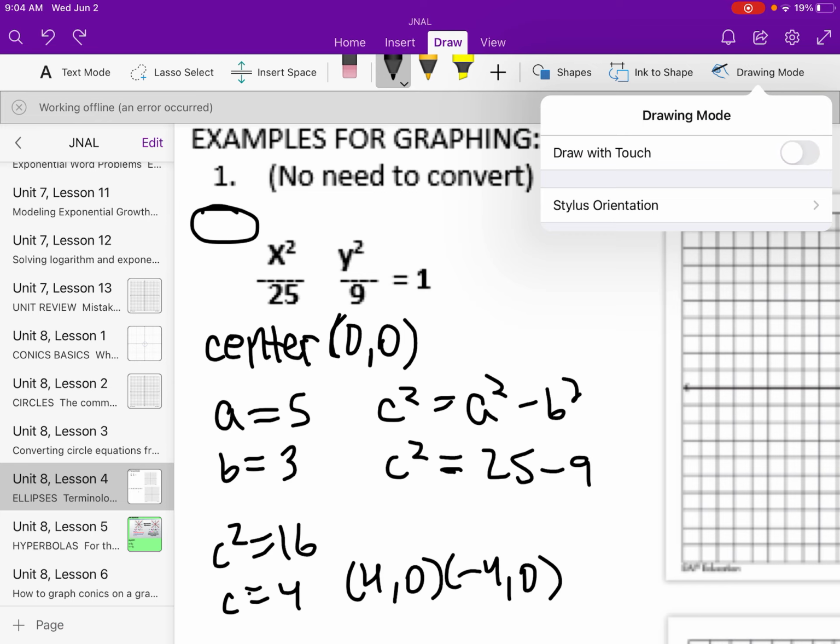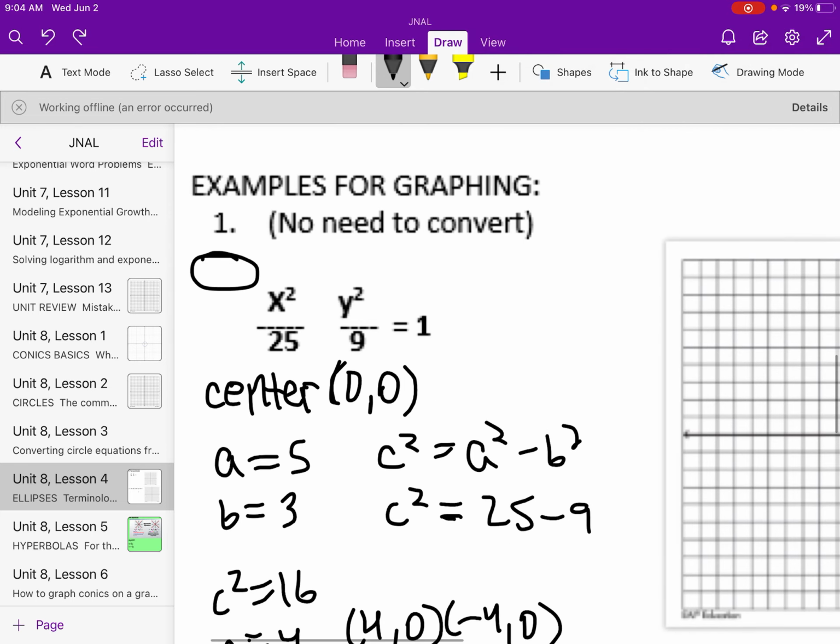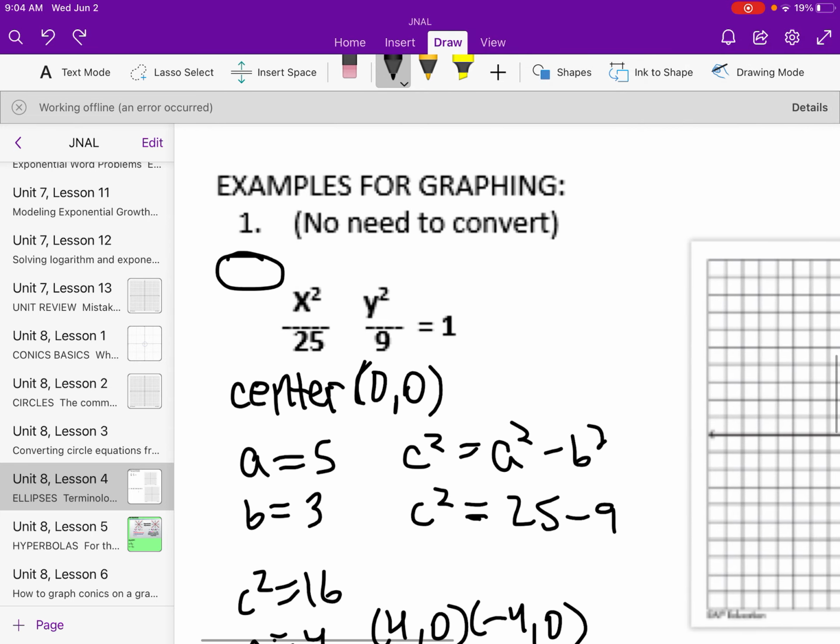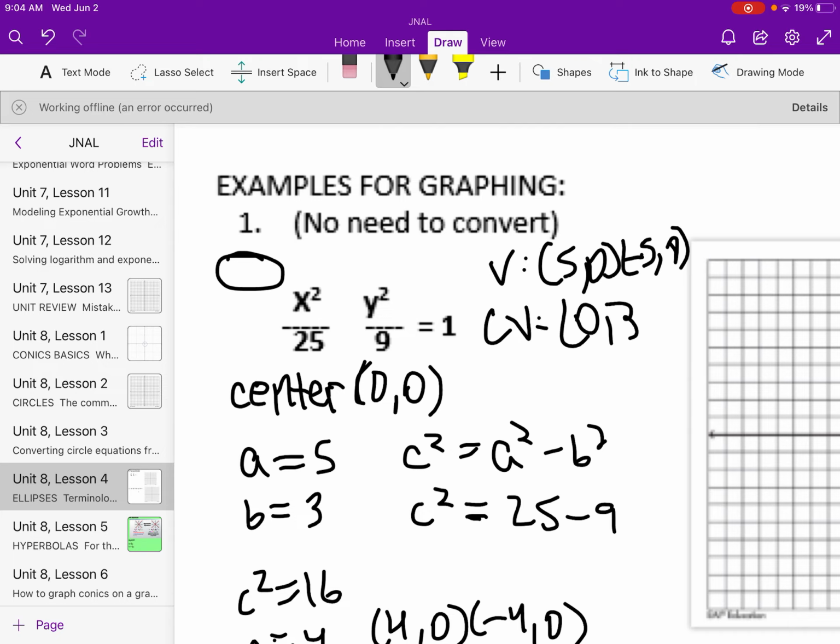We actually can find our vertices now. I'll just say V for vertices. So the vertices are the ones that are on the major axis, and that would be our 5. And since that's in the X place, 5, 0, negative 5, 0. We always have a positive and a negative. And then our co-vertices, I'll just say CV, would be 0, 3, 0, negative 3.